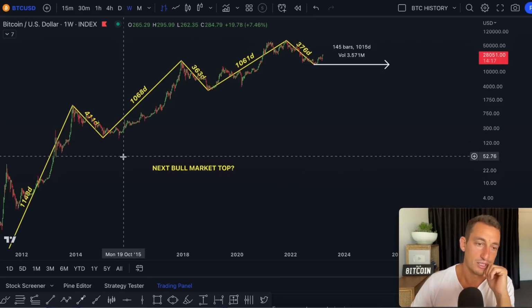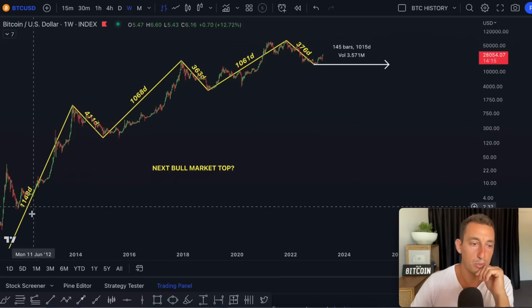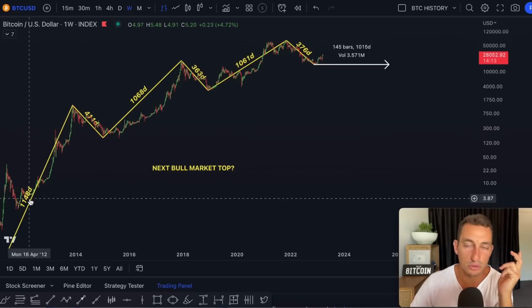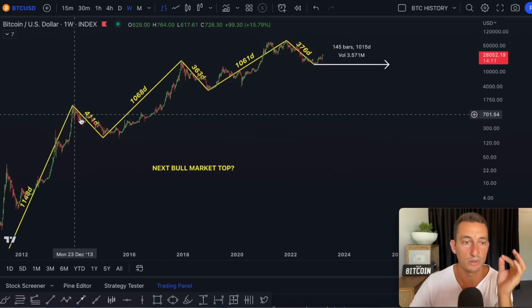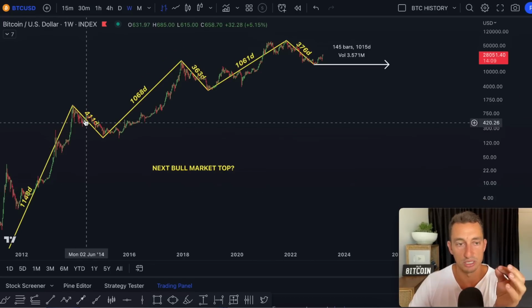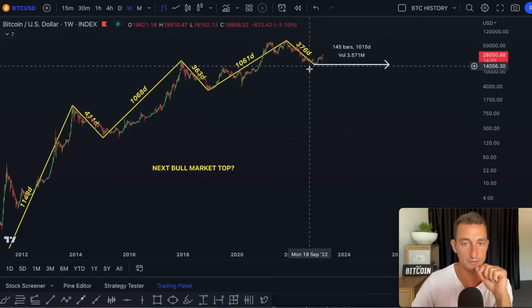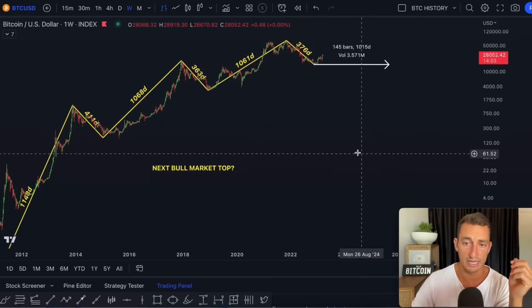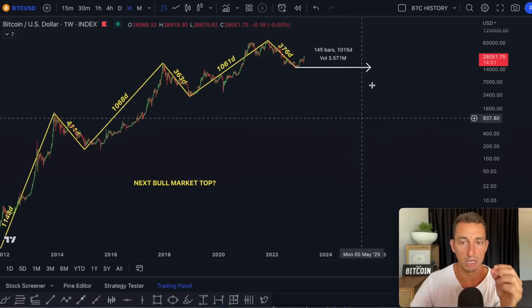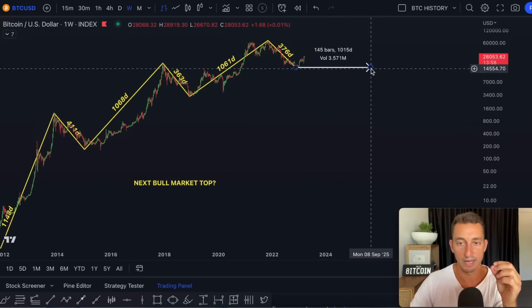But the timings have been pretty well on point for about 1,000 days, 1,100 days to the upside from the low, about 360 to 400-ish days to the downside, that bear market. So we're sitting at 376 to the downside. If we go out 1,000 days, where is the next bull market top? It's going to be somewhere around September of 2025.